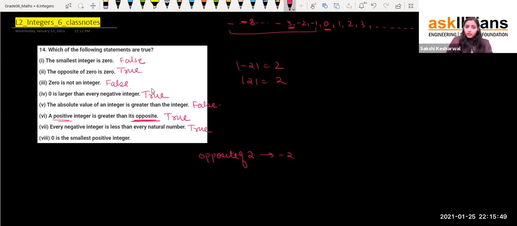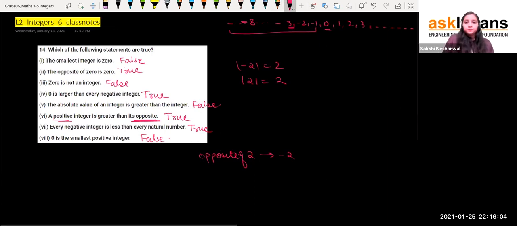Now, 0 is the smallest positive integer. False. 0 is neither positive nor negative, so it's again false. I think it's clear to everyone. It was a quick revision.